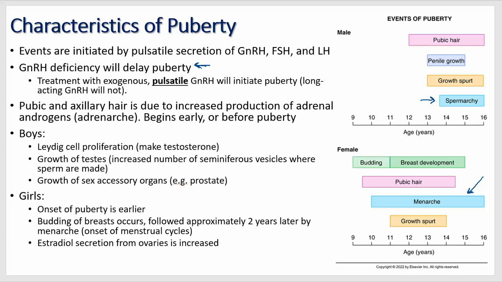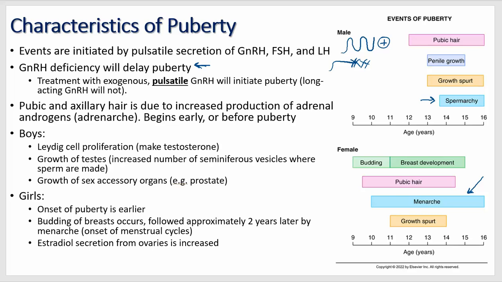Treatment with exogenous pulsatile GnRH will work. If you just give GnRH to get the levels increased, that's a no-go. That's not going to initiate puberty. But if you give it in a pulsatile way, then that will initiate puberty. So treatment with exogenous pulsatile GnRH will initiate puberty, but the long-acting won't. Even though it's not completely understood, that pulse is obviously very important.